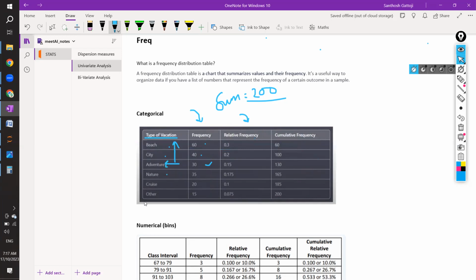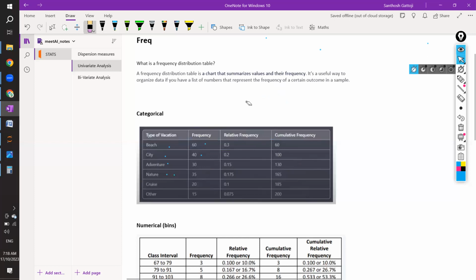As you can see in this order, for adventure, city and beach have already occurred before it. So the cumulative frequency of adventure will be 30 plus all that occurred before it, that means 30 plus 40 plus 60, 130. That's why it's called cumulative. The English word cumulative means group, all together, combining everything. So for nature, plus all that has occurred before it, it is 165. Fine, that is cumulative. Did you understand frequency, relative frequency, cumulative frequency? Yes, sir, understood. Okay, simple.